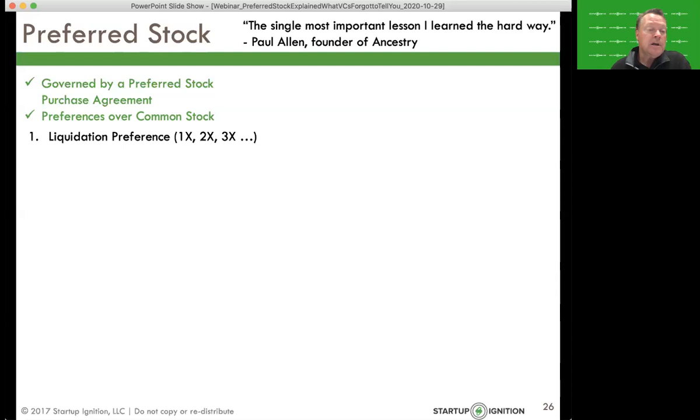In other words, do they get 1 times their money back before any common gets money? Do they get 2 times back or 3 times back? That's called a liquidation preference. When somebody asks how much preference do you have in your company, they're asking how much liquidation preference you have placed on this company by the deals you've done before any common shareholder will get 1 penny. That's called a liquidation preference.